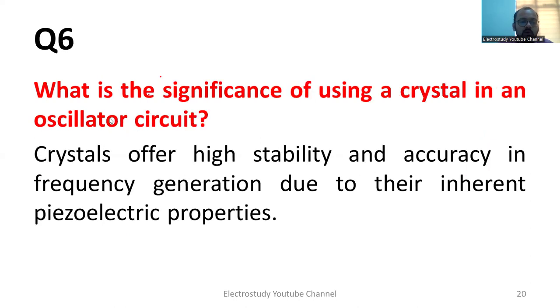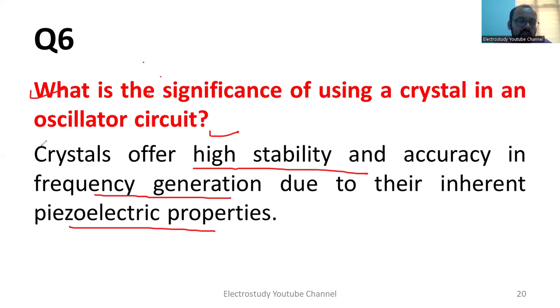Now we'll discuss the crystal oscillator. The second type of oscillator is called a crystal oscillator. You might have heard about the piezoelectric effect. If I talk about the crystal oscillator, you should explain the piezoelectric effect. What is the significance of using a crystal oscillator circuit? We are using a crystal for high stability and accuracy in frequency generation due to the inherent piezoelectric principle. That is why we are using the crystal oscillator here.